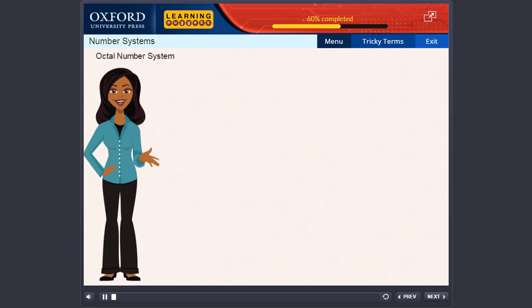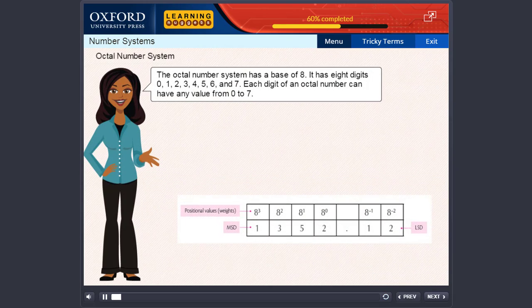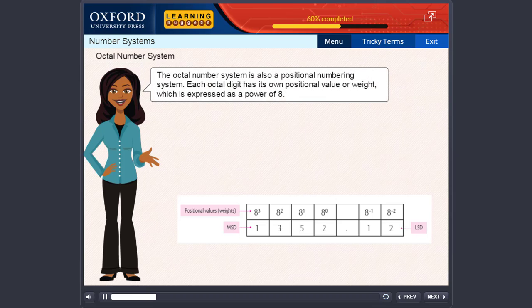Octal number system. The octal number system has a base of 8. It has 8 digits, 0, 1, 2, 3, 4, 5, 6, and 7. Each digit of an octal number can have any value from 0 to 7. The octal number system is also a positional numbering system. Each octal digit has its own positional value or weight, which is expressed as a power of 8.